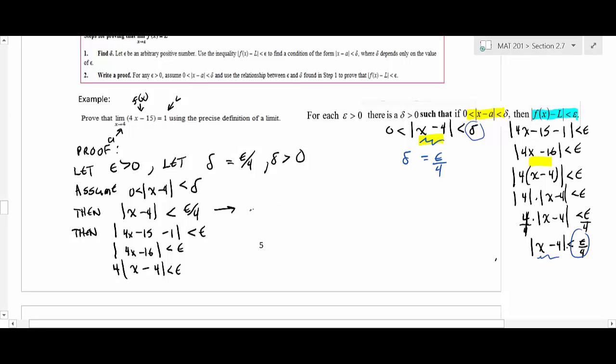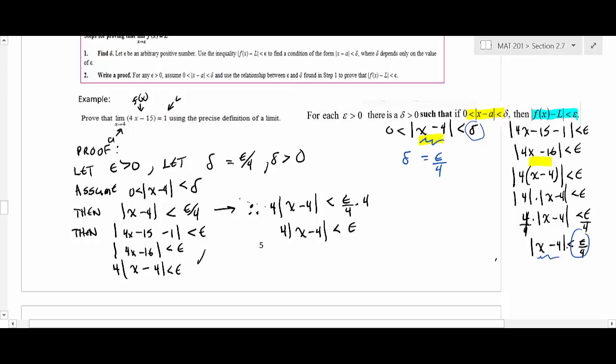So we can say, therefore, 4 times x minus 4 is less than epsilon over 4 times 4. So then that would give the result 4 times x minus 4 is less than epsilon. Okay, so we have proved that this leads to this then. So we have proven the theorem by doing that.